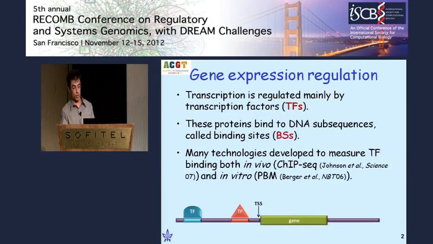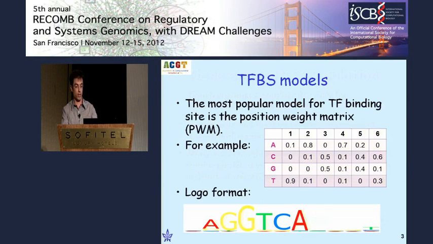Now, in recent years, many technologies were developed to measure TF binding in a high-throughput manner. These include both in vivo binding, such as ChIP-seq, and in vitro, such as protein binding microarrays.